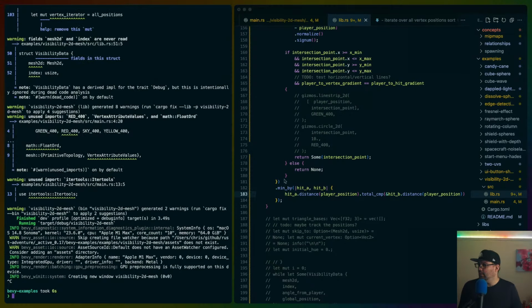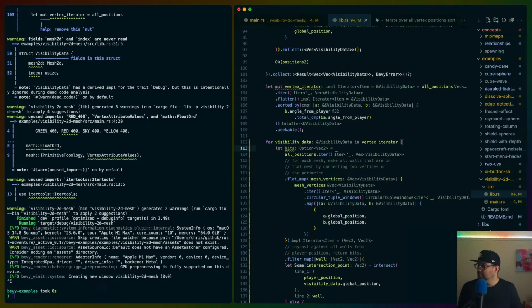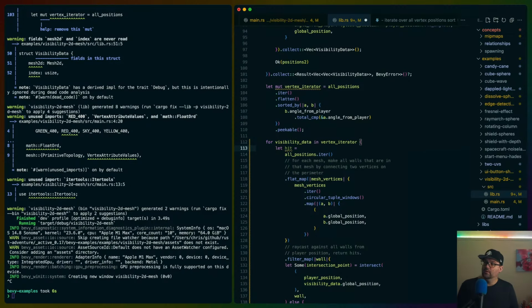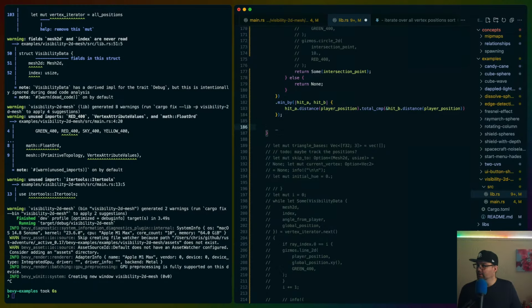Okay, so then I want to draw these circles. This is going to be closest hit at the moment. And we're just going to draw a circle at the closest hit.